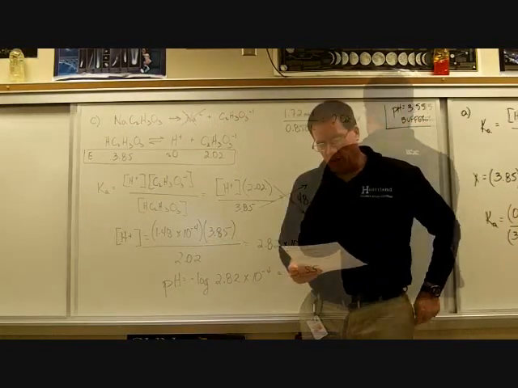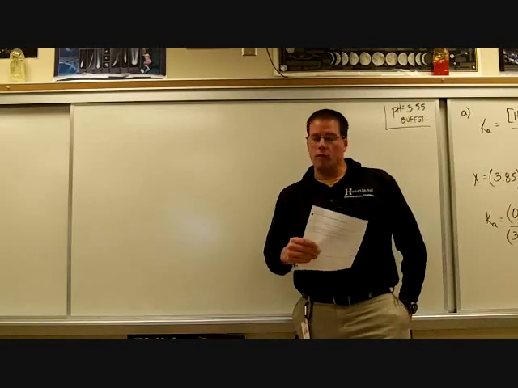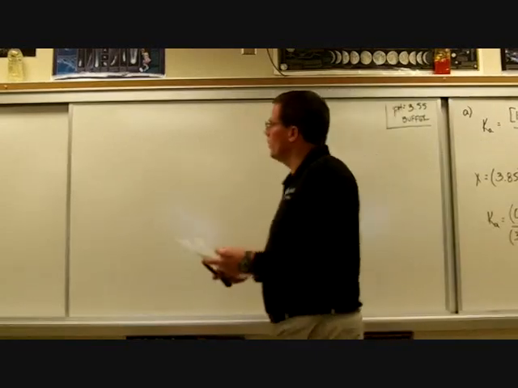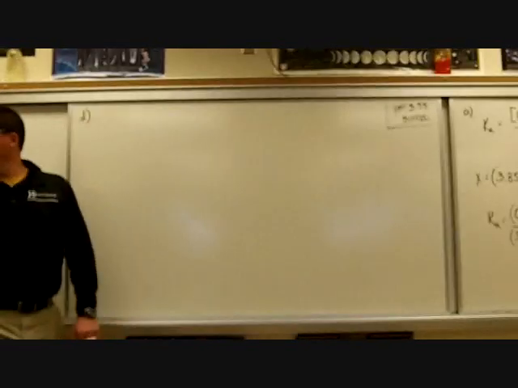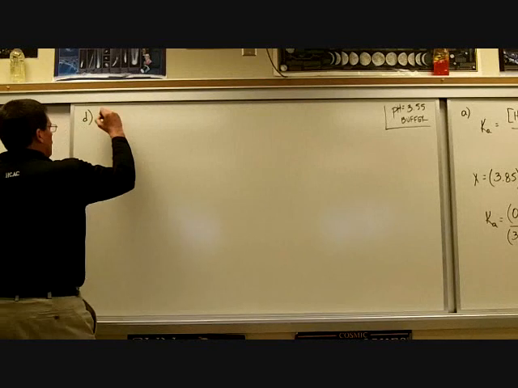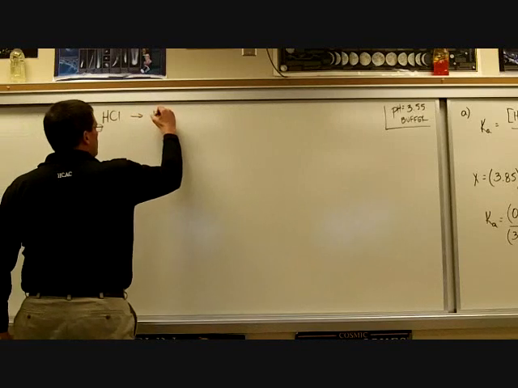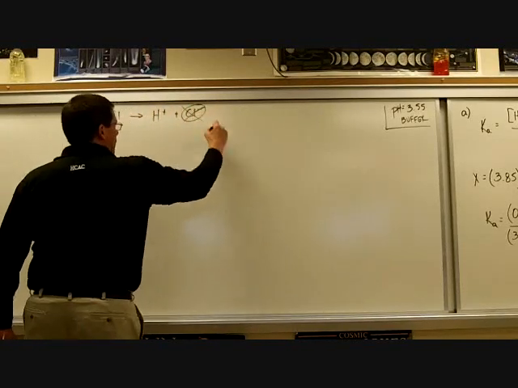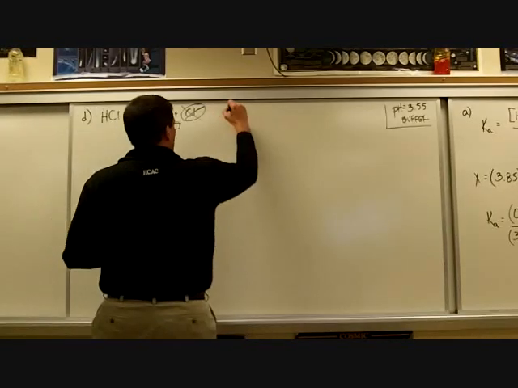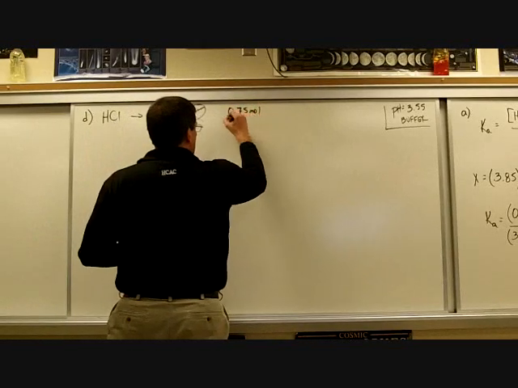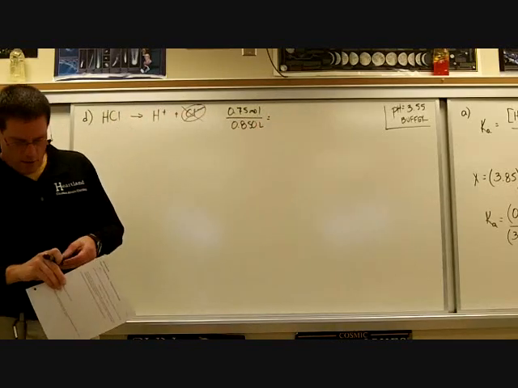Okay, so now that we've got our buffer, let's go ahead and do part D. It says 0.75 moles of HCl is added to 850 milliliters of the solution created in part C. So, what is HCl? Hydrochloric acid. What's important about hydrochloric acid? Strong acid. Very good. It's a strong acid, so it dissociates completely. And again, we don't care about the chlorine, but we do care about the hydrogen. And it says that we have 0.75 moles of it in 850 milliliters. So we've got to find out what the molarity of that is.